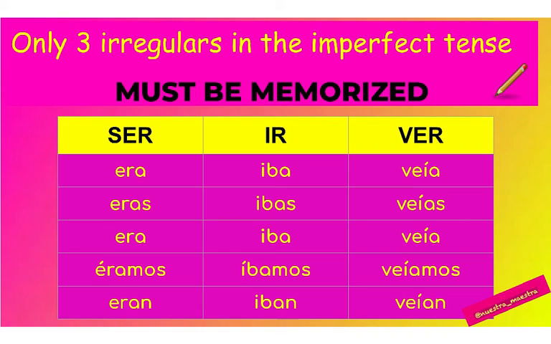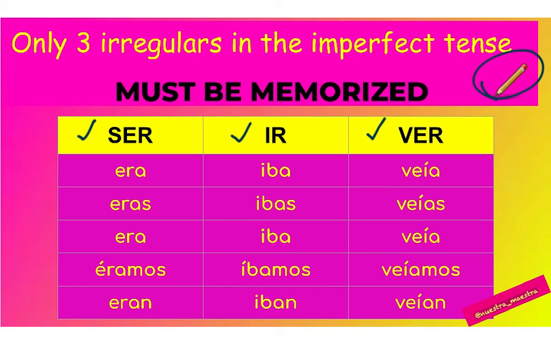In the imperfect, there are only 3 irregulars, so we can memorize them all. There are only 3 in the imperfect tense. They must be memorized. The verb ser, which is to be, the verb ir, which is to go, and the verb ver, which is to see. Conjugate, write these in your notebook as well, the little pencil. Write them all in your notebook.